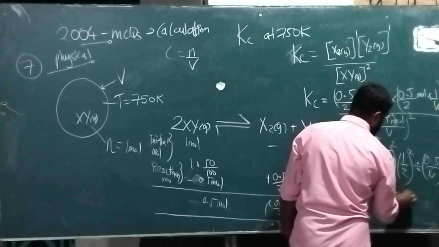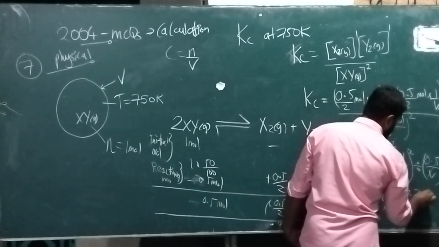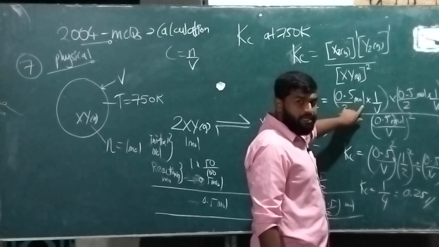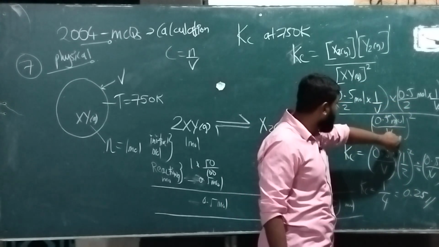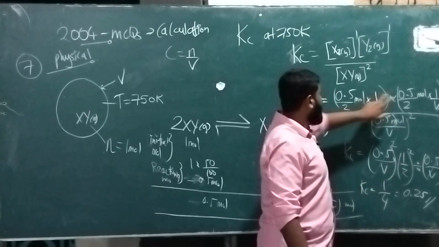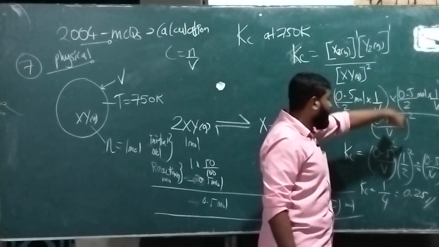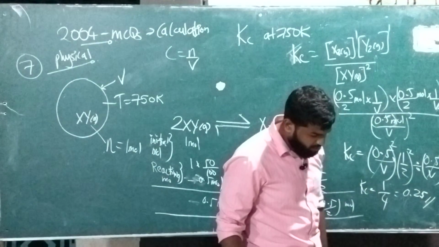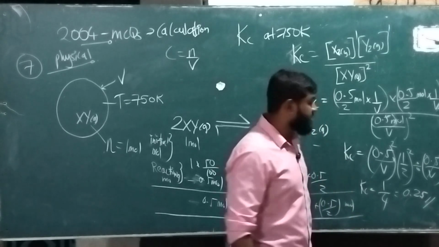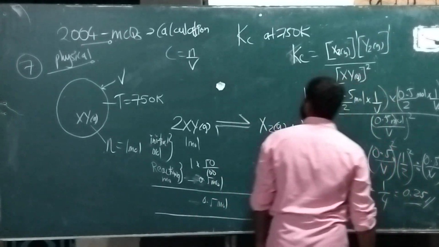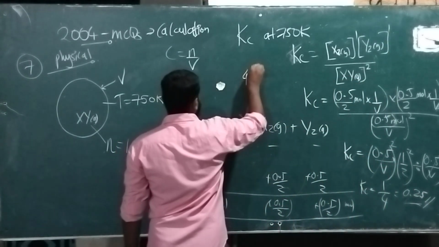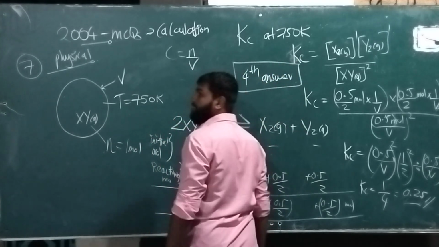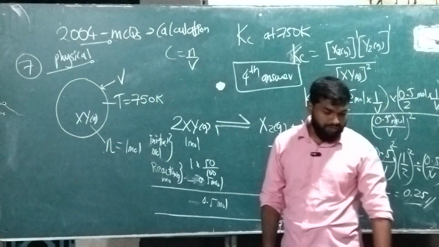The answer is going to be 0.25. Do we have any units? No. Why? Here you have mole decimeter minus 3, the whole thing squared. Here also mole decimeter minus 3, also squared. So the units will be cancelled out. Therefore you are going to get 0.25. So what's the answer? Fourth answer, right? So 0.25 is actually the fourth answer for the question.